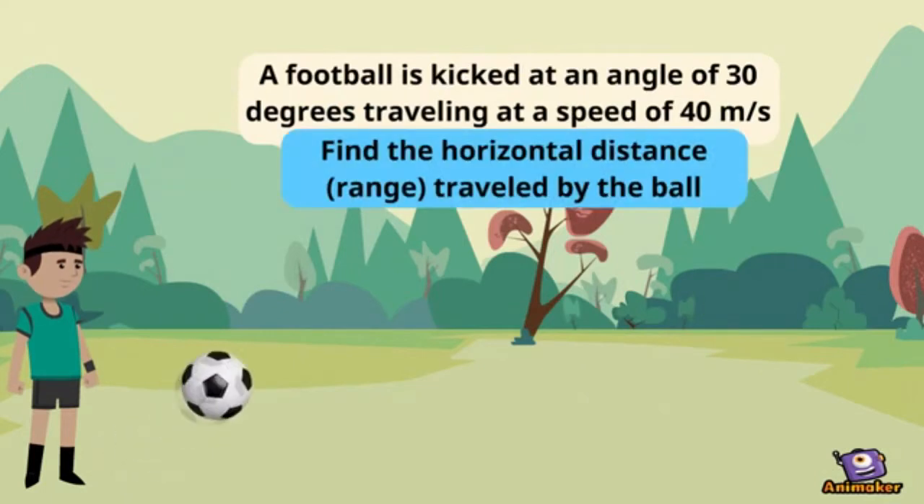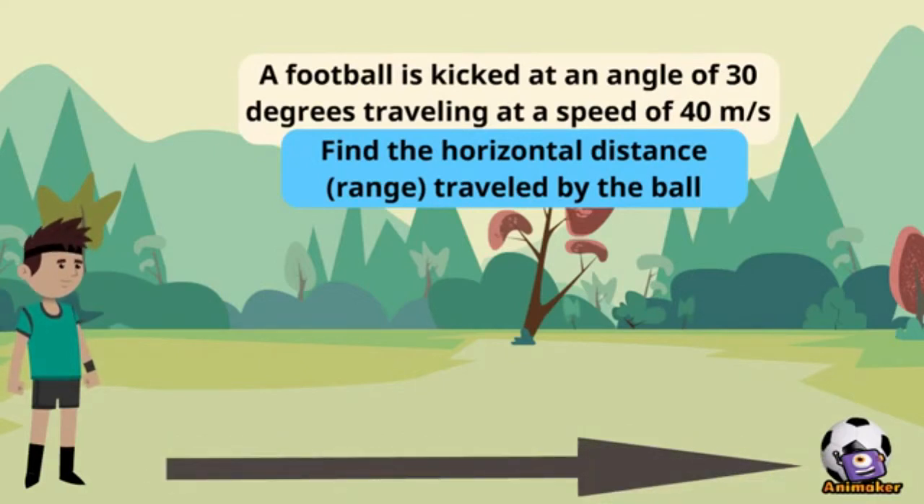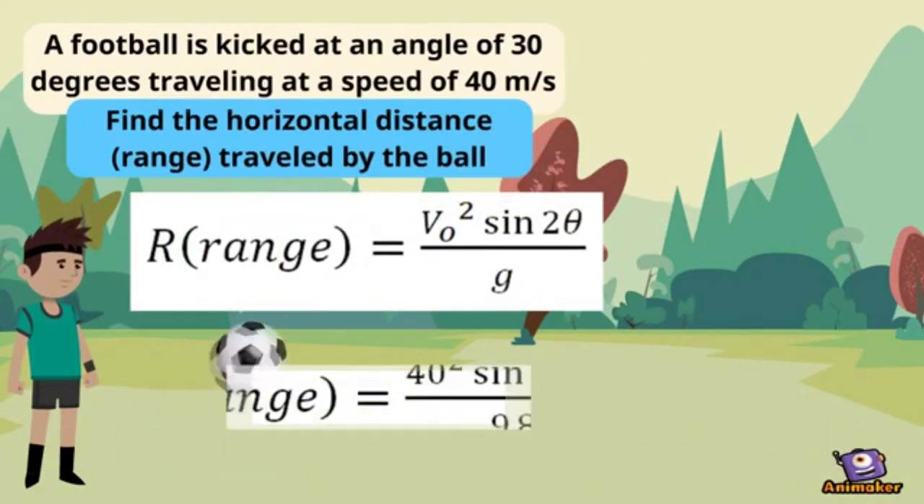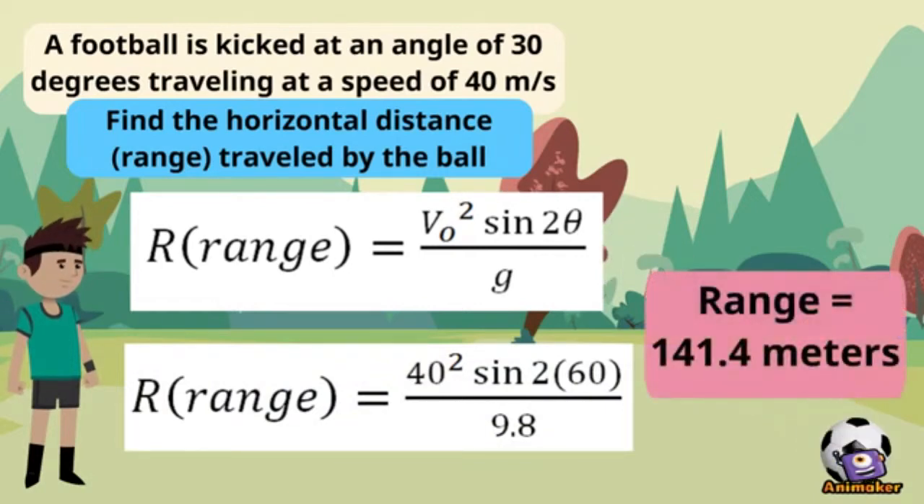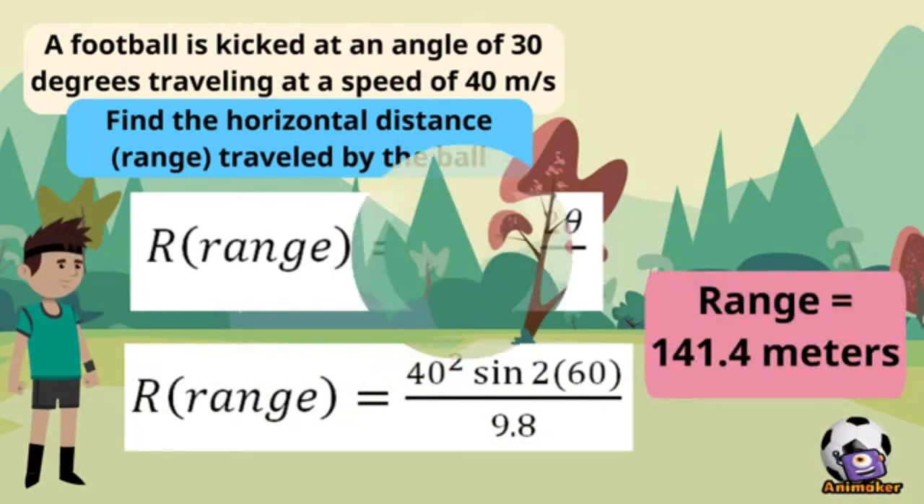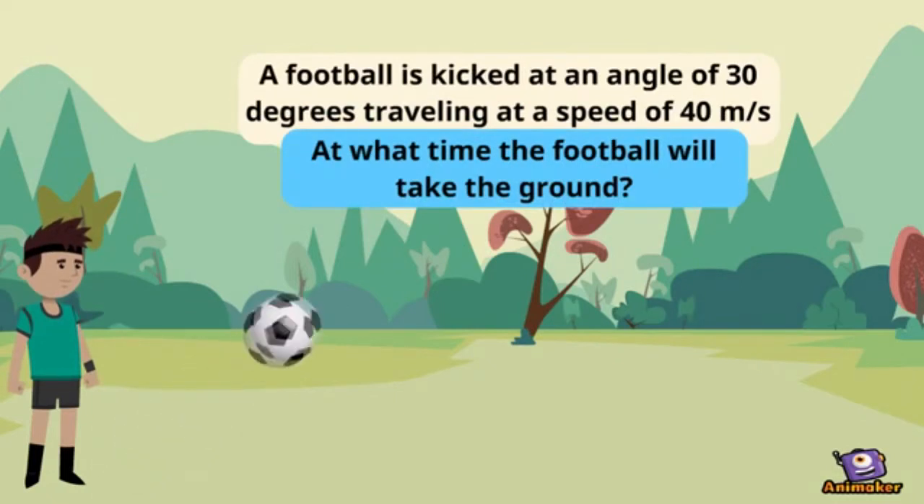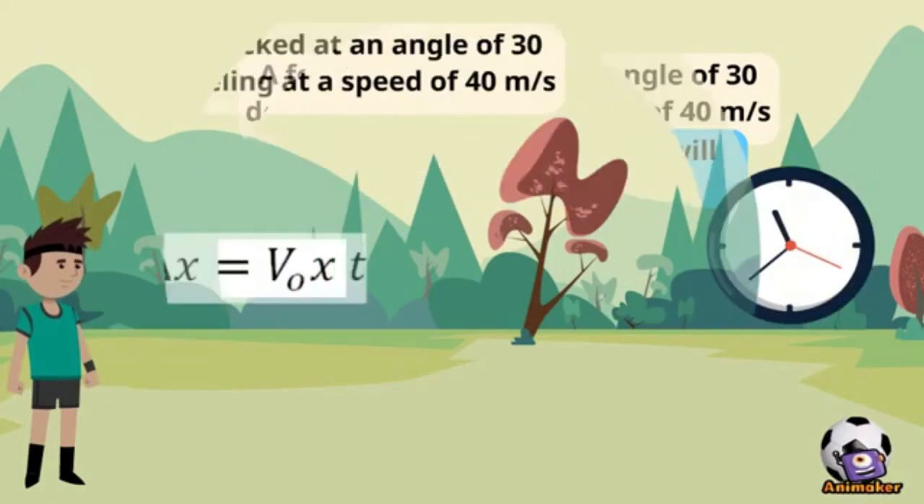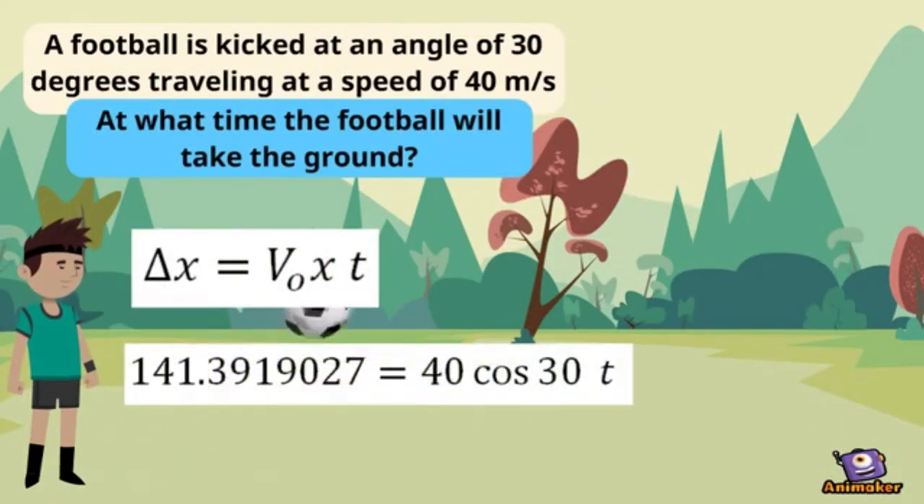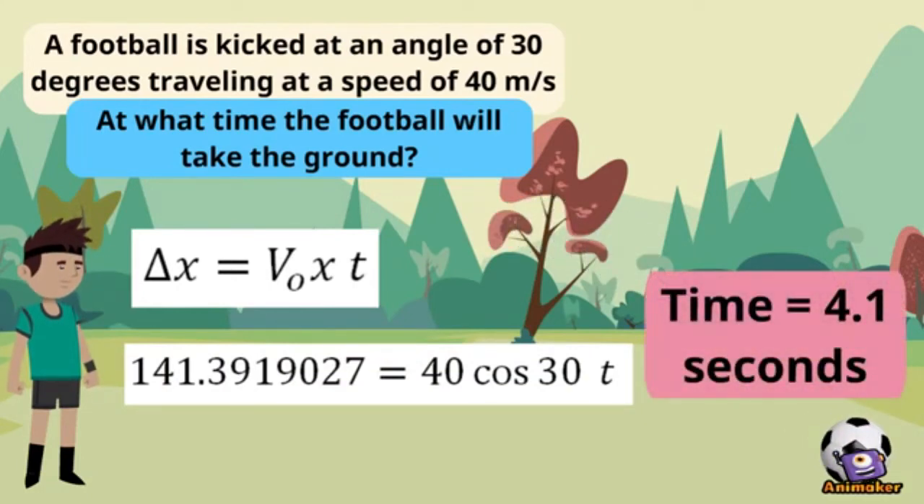Next, we are looking for the horizontal distance or range traveled by the ball. By using this equation, we are able to find that the range of the ball is about 141 meters. And for the last question, at what time will the football hit the ground? By using this equation, we are able to find that at a time of 4.1 seconds, the ball has already landed.